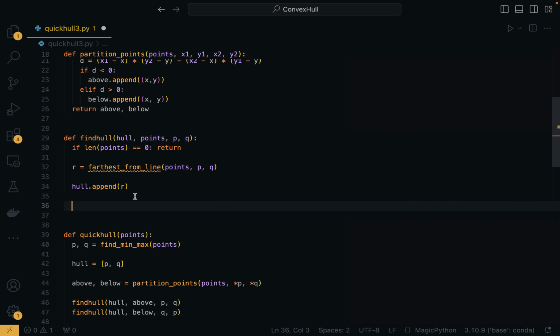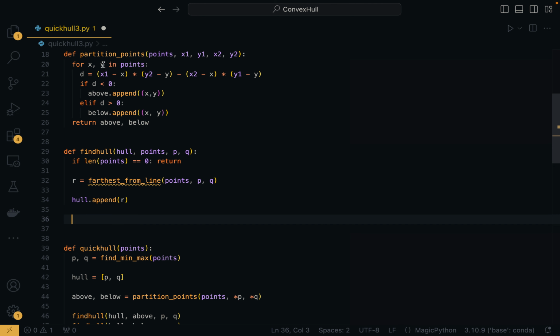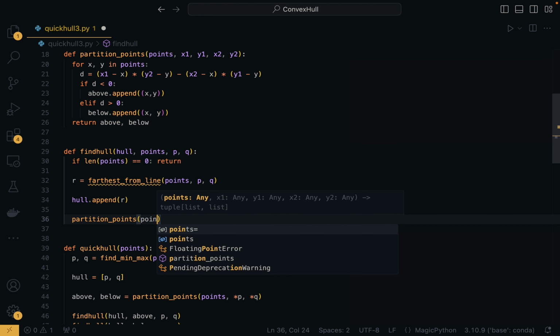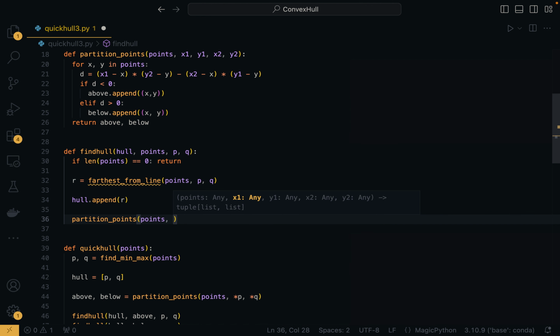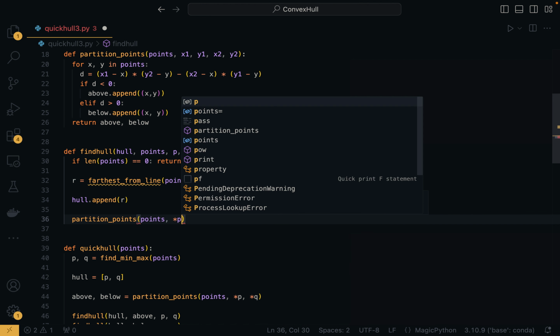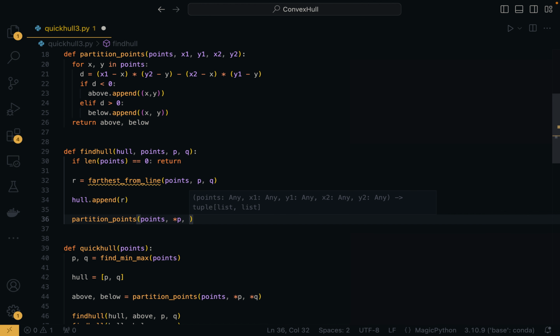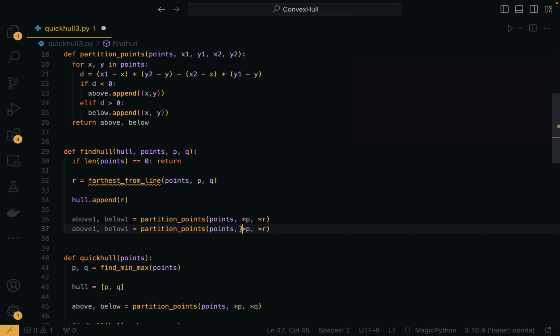We can take advantage of or reuse our partition points function that we defined earlier. That's great, that's good engineering. Now we'll say star P. Now what's our endpoint? Star R. Very good. And this will be above1, and we'll call this below1. Now moving on over here. Now what are our 2 points here?